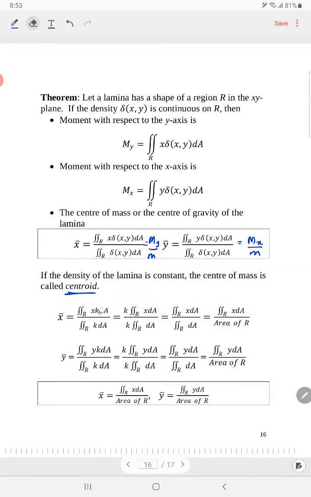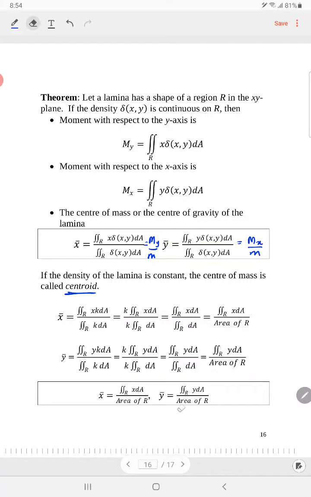Now remember, we have a constant k in the numerator and a constant k in the denominator. We can write the constant before the integration, and we can do the same thing in the denominator. So a constant k divided by the same constant k is equal to 1. So the formula can be reduced to this. You can see that now the denominator is just dA integrated over region R, which is really the area of region R, and in the numerator, we have x integrated over region R. So now the formula for x bar will be reduced to this. And the formula for y bar will be reduced to that.